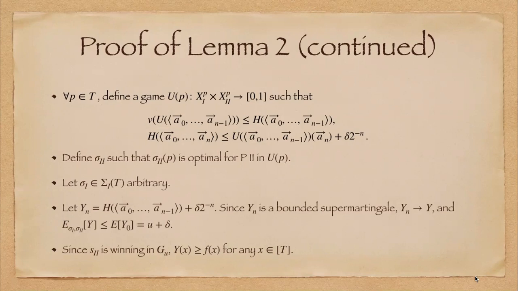And the idea of this game is that the value of the game is smaller than the current value of h. So unlike the promise that player 1 made to be larger than the current value, now this game u gives me something smaller than the current value. And if I look at the continuation value, h of a0 to an, not n minus 1, then it's going to be smaller or equal than what the game gave me at that continuation move, plus a small error term, delta times 2 to minus n.